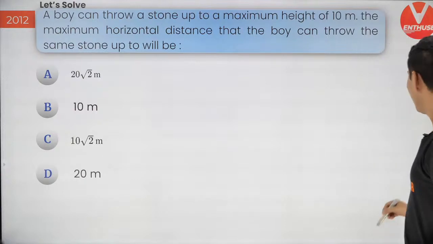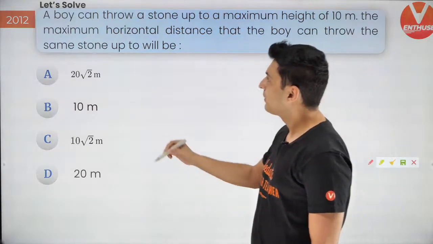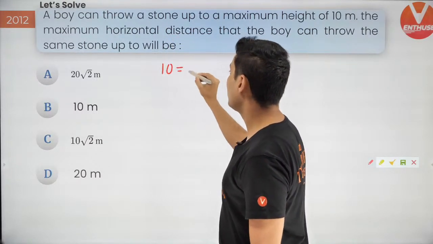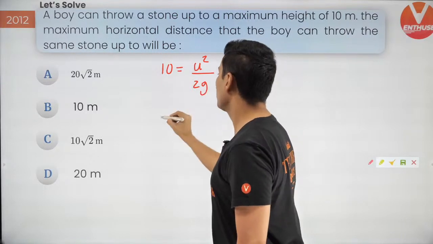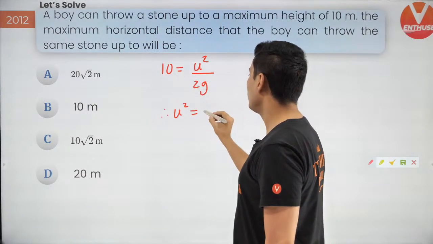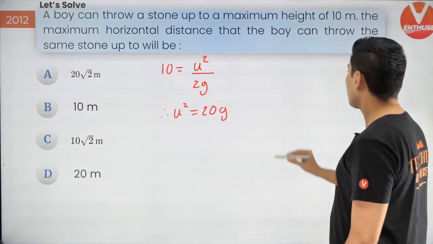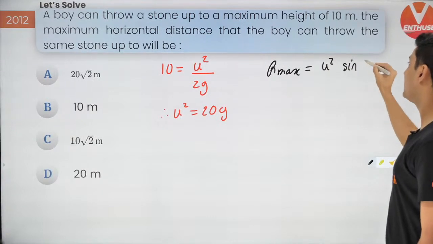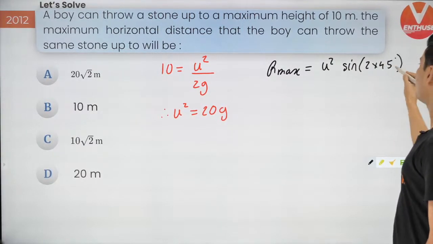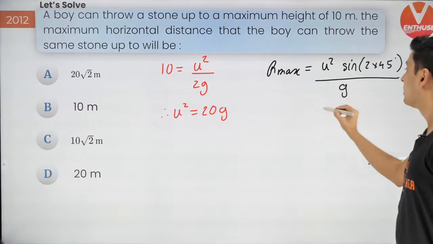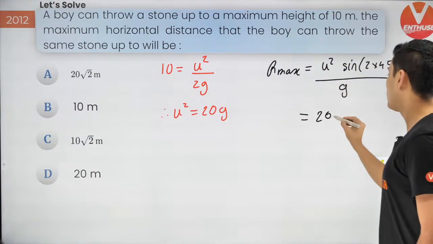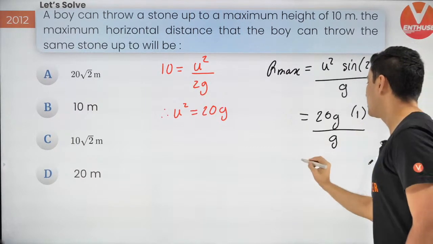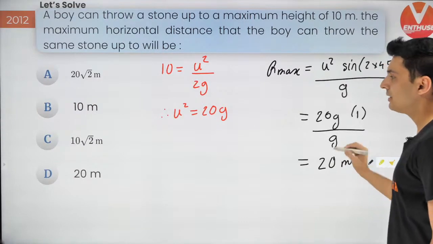Okay, a lot of you are saying C. Let's see whether the answer is C. Okay, no pun intended. So here it is. The maximum height is 10. The formula is U square by 2g. Therefore, U square is equal to 2 into 10 into g, that is 20g. Now, range max will be when the angle is 45 degrees. So range is U square sine 2 theta by g. Now, U square's value is 20g. Sine of 90 is nothing but 1. And divided by g, that is going to make it 20 meters.